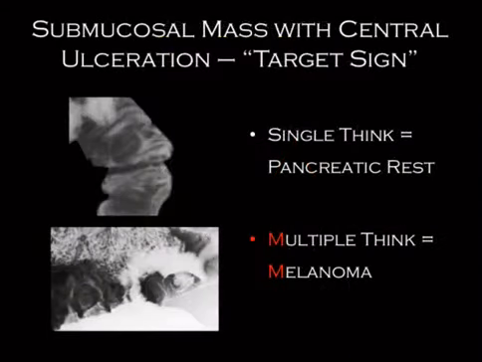So a single target or single submucosal mass with a central ulceration target. If you see a single one, you think about ectopic pancreatic tissue. If you see multiple, like throughout the small bowel, think about mets. Specifically melanoma. Melanoma is the most common cancer to met to the bowel.